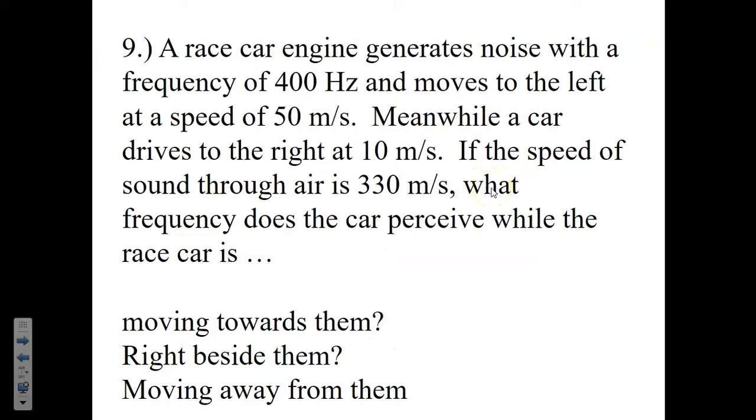So here, let's work a problem with the new equation. We've got a race car that generates noise with a frequency of 400 hertz, and it's moving to the left with a speed of 50 meters per second. Meanwhile, a car drives to the right at a speed of 10 meters per second. If the speed of sound through air is 330 meters per second, what frequency does the car perceive while the race car is moving towards them, right next to them, and moving away from them?